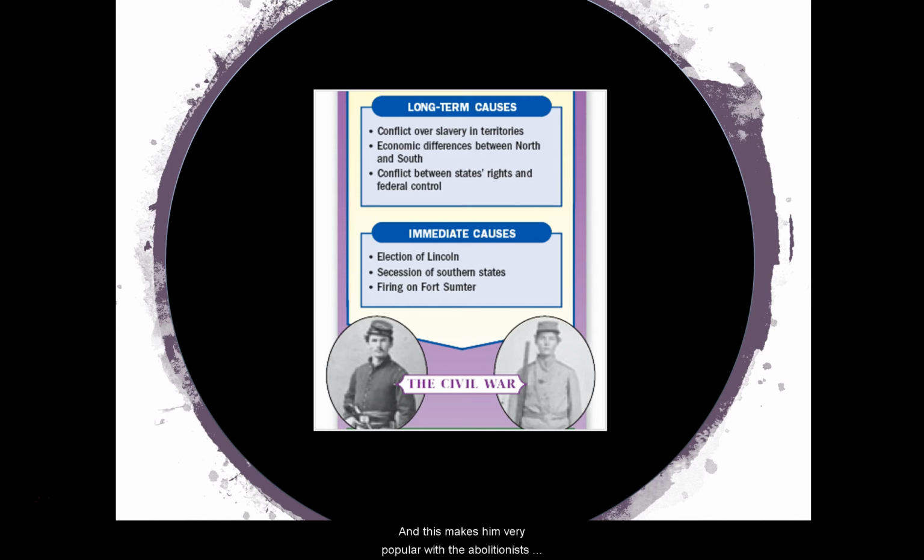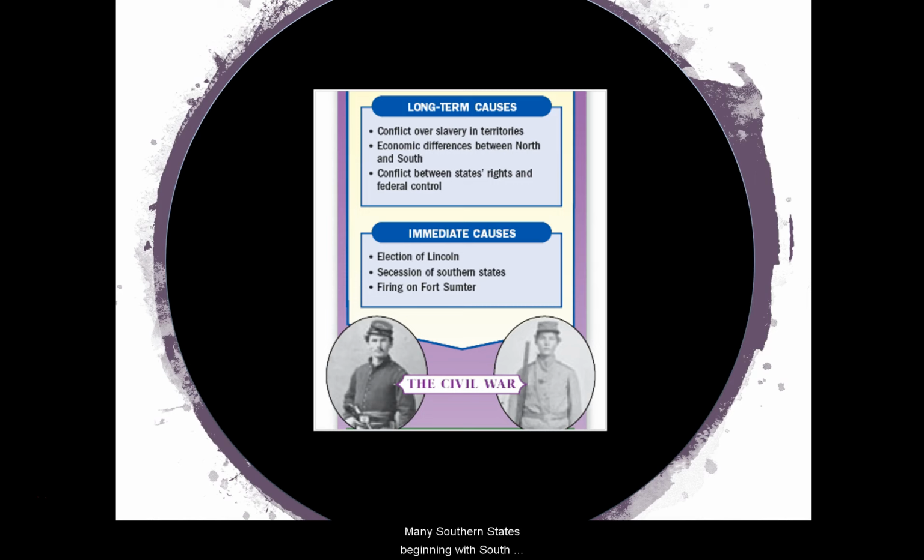And this makes him very popular with the abolitionist sect of the nation. It makes him very not so popular, I guess you could say, in the South, because he's going against that idea of slavery. So when Lincoln is elected in 1860, takes office in 1861, the South sees that as the last straw. Because Lincoln is elected by complete Northern vote, he does not win a single Southern state in his election.